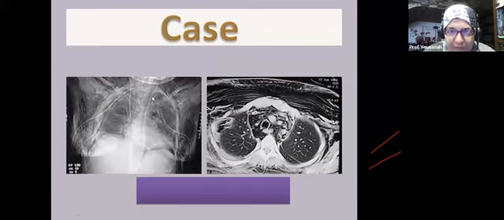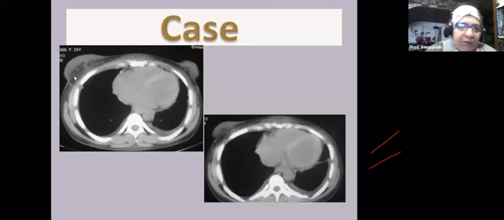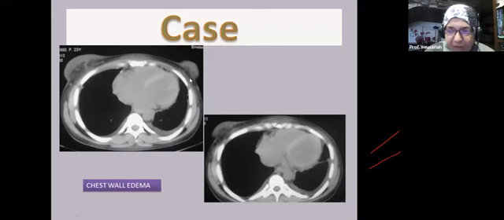Now here we have the surgical emphysema and the mediastinal emphysema also. This is the opposite. Now we have fogging of the chest wall. We have dense breasts. We have bilateral effusion and cardiomegaly. This is a case of anasarca with chest wall edema. This is chest wall edema.